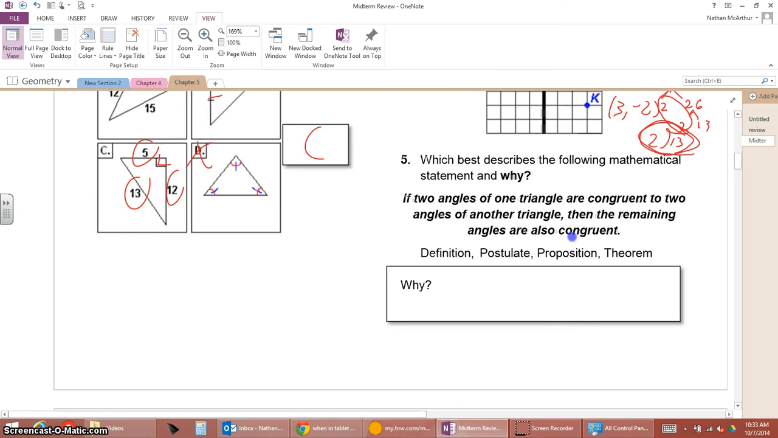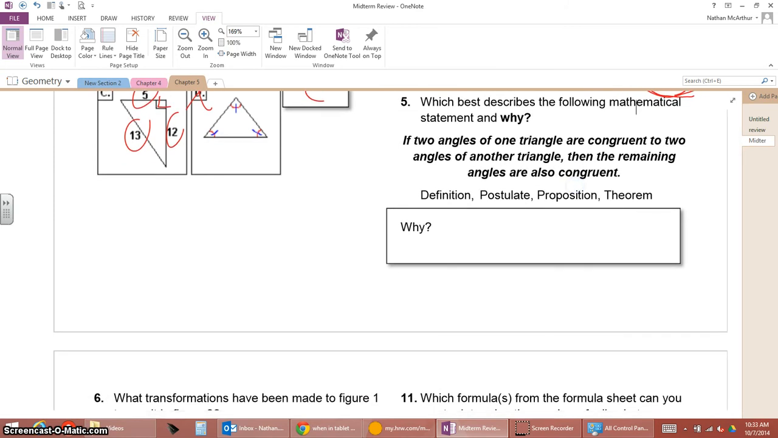So number 5 says, which best describes the following mathematical statement, and why? If two angles of one triangle are congruent to two angles of another triangle, then the remaining angles are also congruent. This is a definition, a postulate, a proposition, or a theorem.